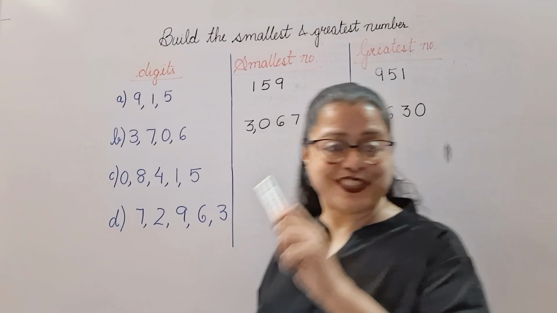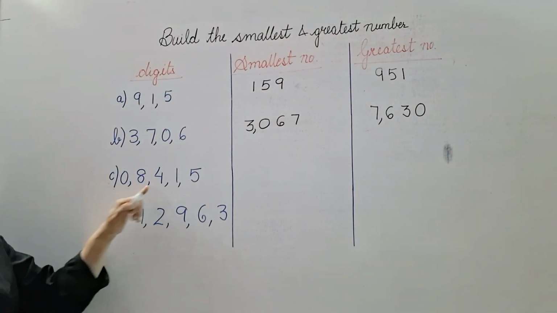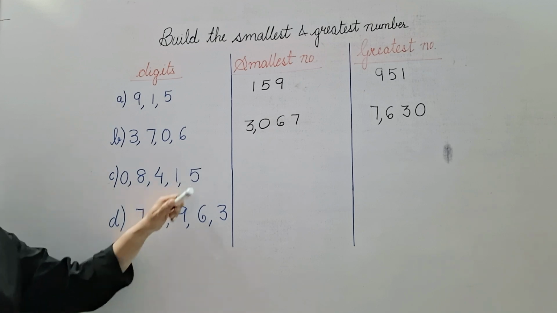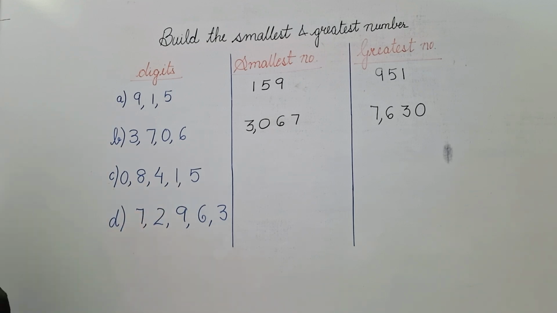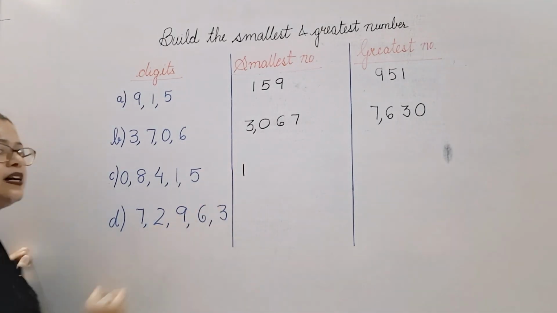Yes, so this is the next question. Now it is a 5 digit number: 0, 8, 4, 1, 5. Again there is 0. So just now what we have learned: never start with 0, as it does not have any value if it is put before the number. So now after the 0, which is the smallest number? 0 के बाद अब कौन सा smallest number है? That is 1. So I will write here 1.